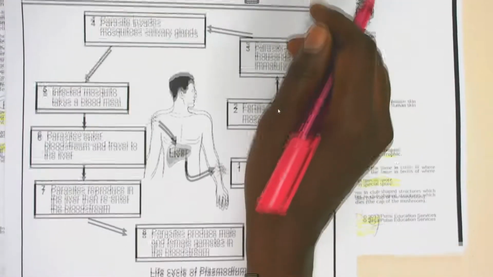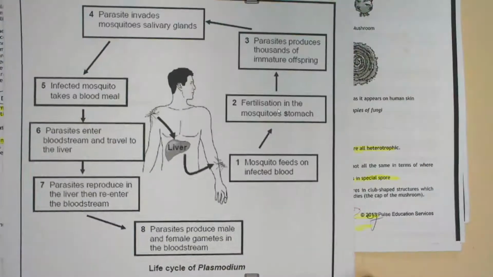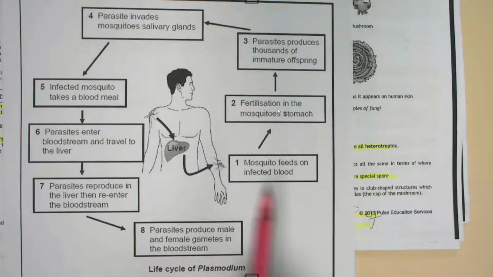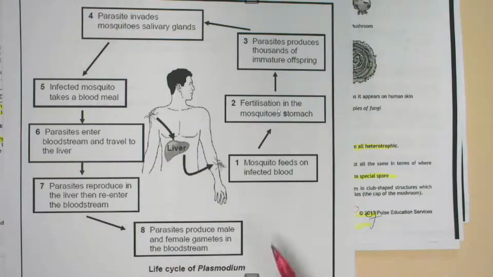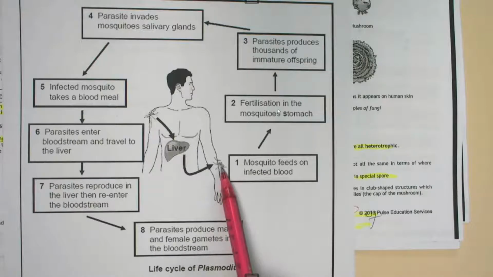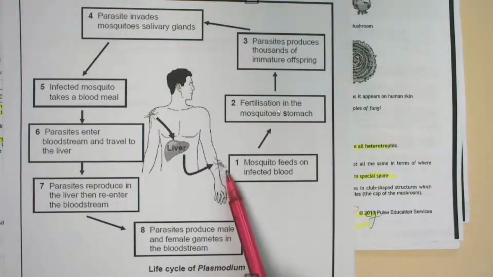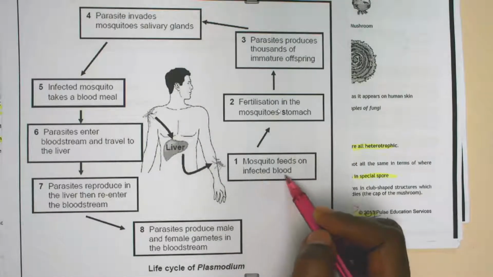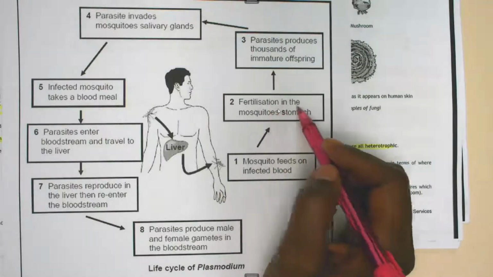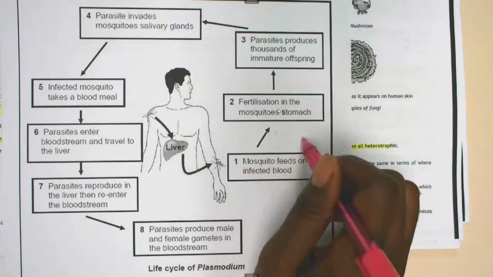So here is our diagram of the life cycle. We have the human being and then the liver here. And then step number 1, this is what happens. We have the mosquito here. Step number 1, the mosquito feeds on infected blood. So it means that the mosquito will bite a person, and then after that it will feed on the infected blood. Number 2, fertilization in the mosquito's stomach. So after that, fertilization inside the mosquito's stomach will take place.